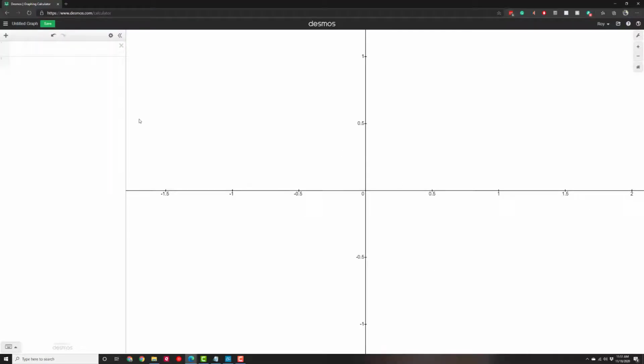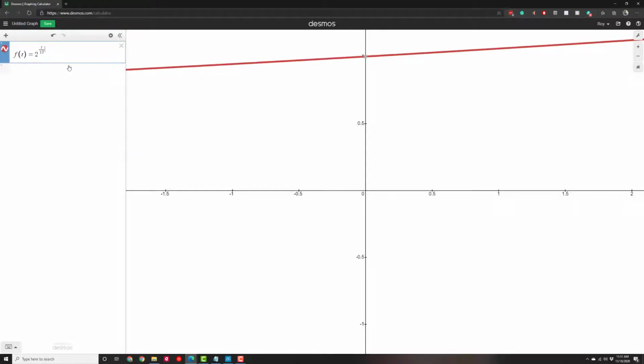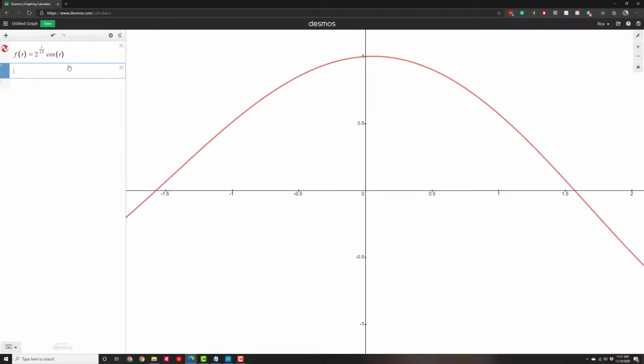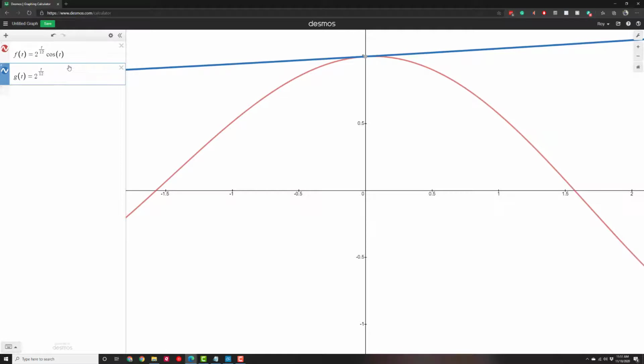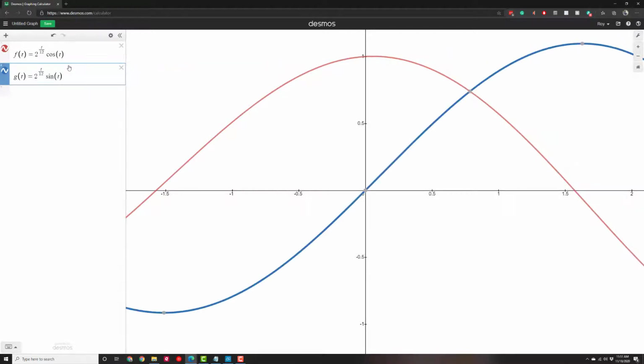So here we are in Desmos. I'm going to go over here and just plot that point. Now, you could call it f of t, by the way. I could say our x value, f of t, is equal to 2 raised to the t over 12 cosine of t. And our y value, g of t, is what we usually reserve for that, is equal to 2 raised to the t over 12 and then sine of t.